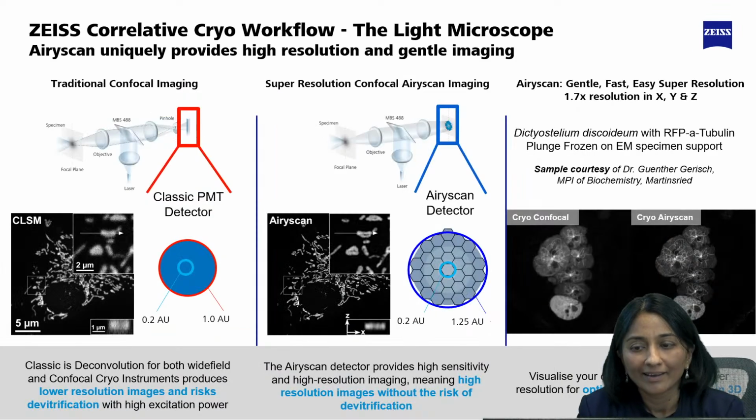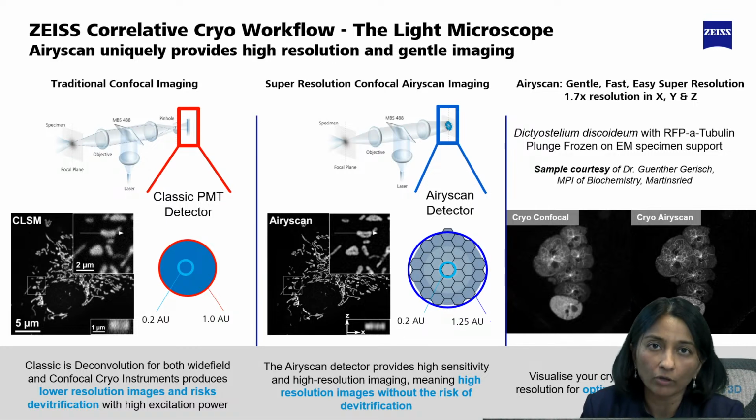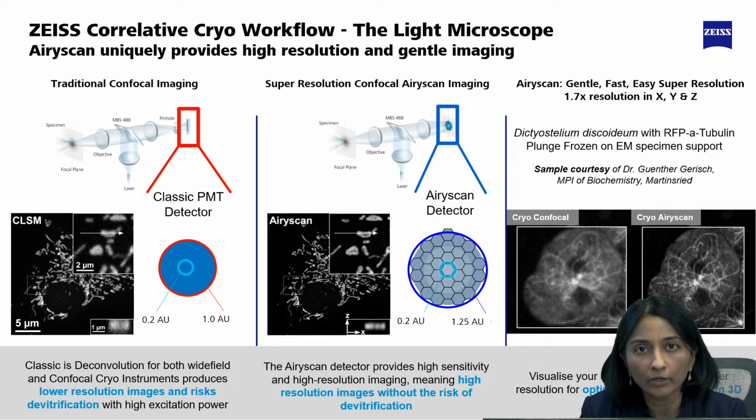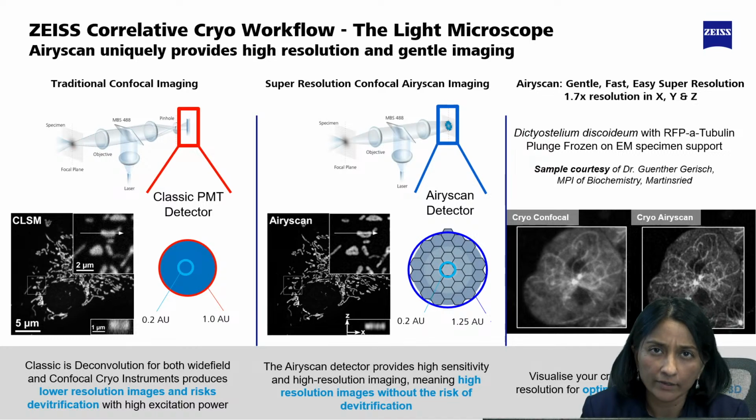Now, the advantage that you have on the LSM 900 is it also comes with the Airyscan detector. So not only do you have confocal imaging, but you also have the additional advantage of getting really high signal-to-noise ratio and also better resolution, almost 1.7 times better than the confocal. So what you see here is an example from Dictyostelium discoideum, a cryo confocal compared side by side with the cryo Airyscan, just giving you much better resolution. So all of this is done on the LSM 900.